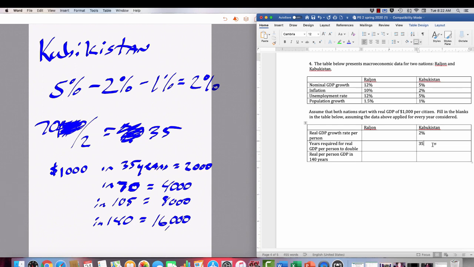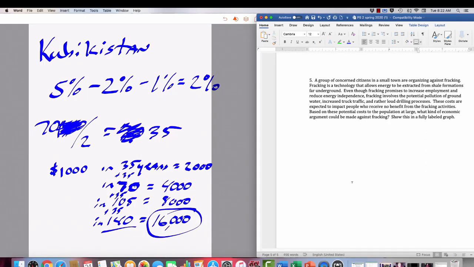So in 35 years, it doubles. In the next 35 years, it doubles. In the next 35 years, it doubles. And then in the next 35 years, which gets us to the 140 years, income doubles again. So income will be $16,000. Some of you may have used a different formula for this, but you'll be pretty close. If you don't know the financial calculation formula, here's a simple way to go about that.